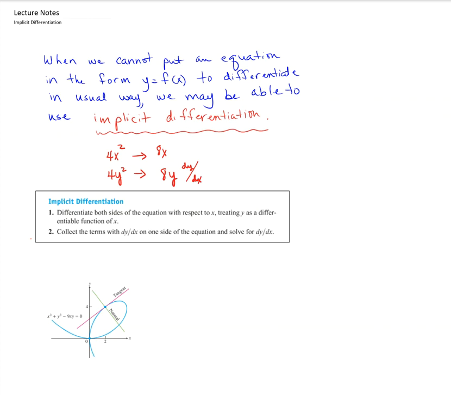And the two rules: differentiate both sides of the equation with respect to x, and you treat y as a differentiable function of x. In other words, if you have a 4x squared, you do what we've been doing all along, and that would be 8x. If you have 4y squared, you do it the same way. You have 8y, but you have to put a tag on it, dy dx, saying this is with respect to x. So anytime you take the derivative of a y term, it will be with respect to x.